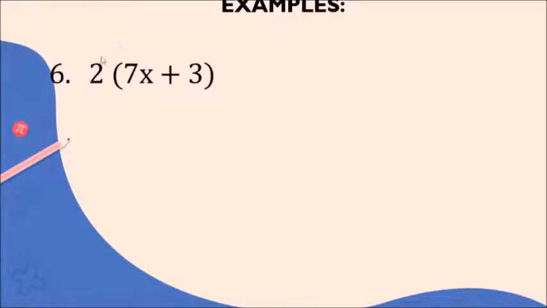Okay? 2 times 7x, that would give us 14x. How about on the last term? 2 times 3, the final answer would just be 6. So if you multiply 2 and 7x plus 3, the resulting expression would be 14x plus 6. Okay? This is our final answer. Now let's have two more examples.